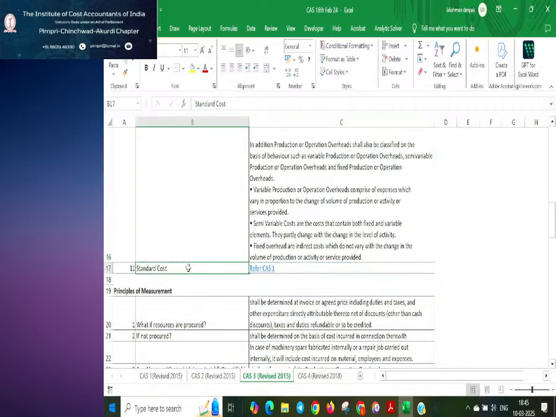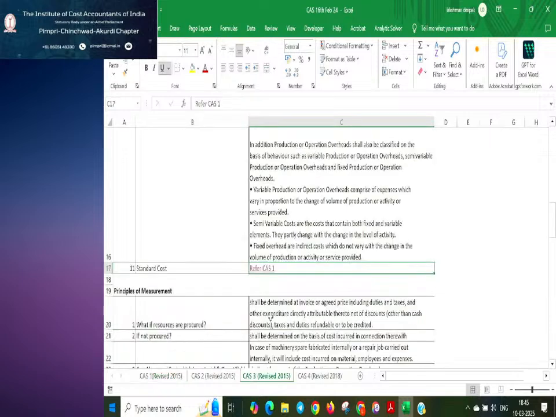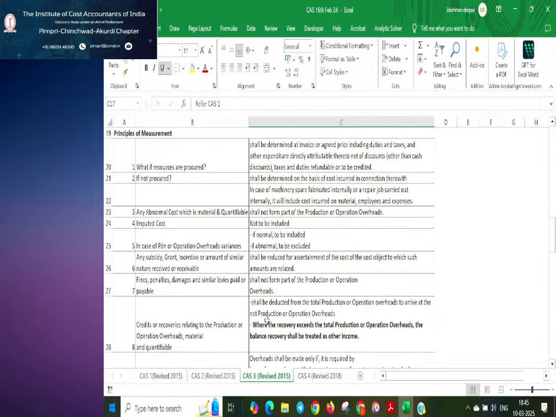Standard cost, of course, is given under Cost Accounting Standard 1. It's a predetermined cost which is arrived at on a technical basis. Cost Accounting Standard 1 has a lot of definitions in it, which are applicable universally across all the cost accounting standards. It's not like Cost Accounting Standard 1 talks about normal capacity and it's going to be different in another cost accounting standard. It is the guiding principle. So for all the definitions you can refer to Cost Accounting Standard 1.